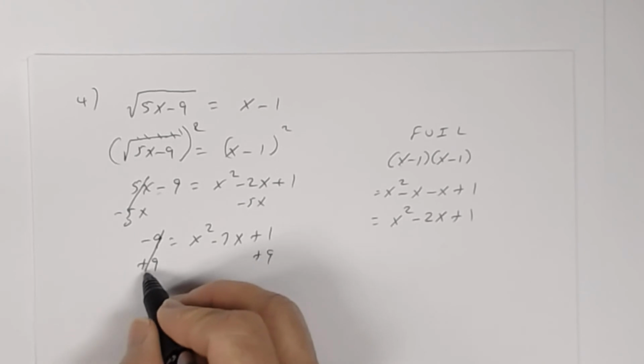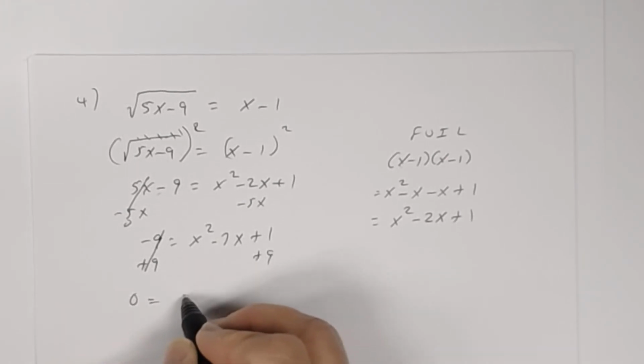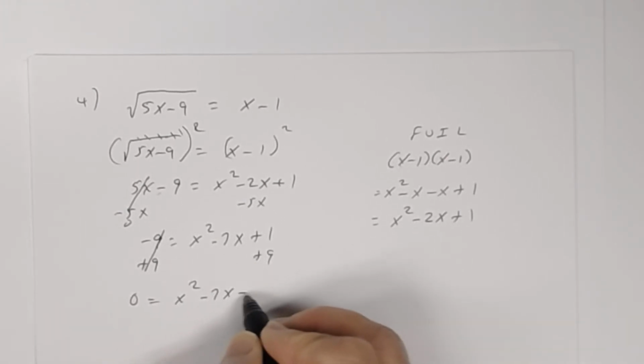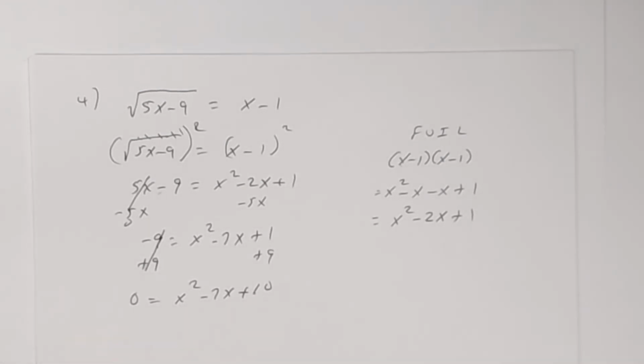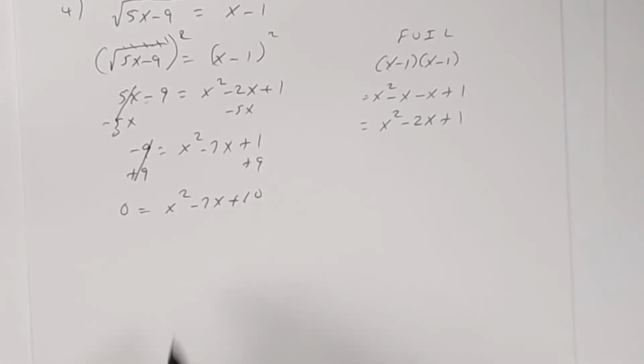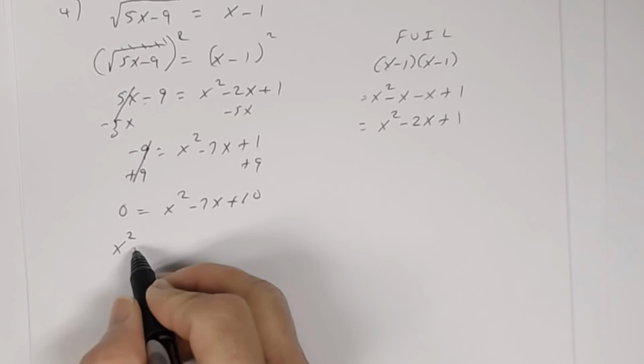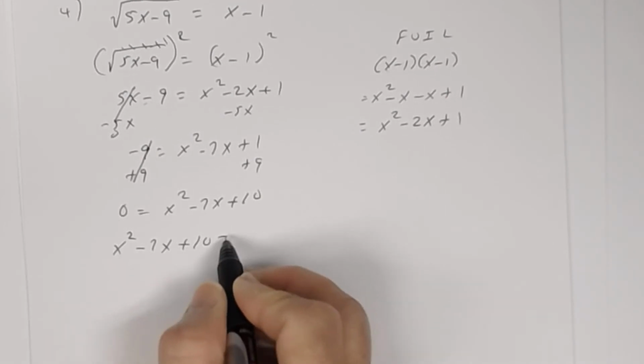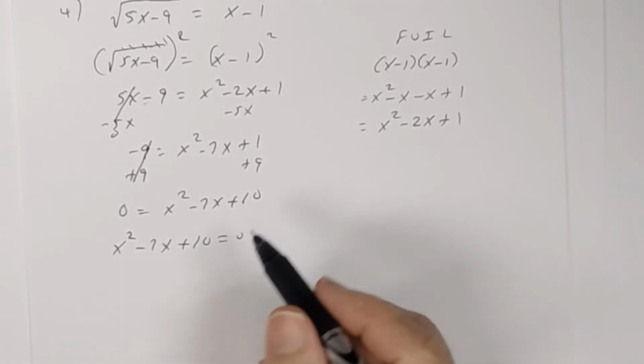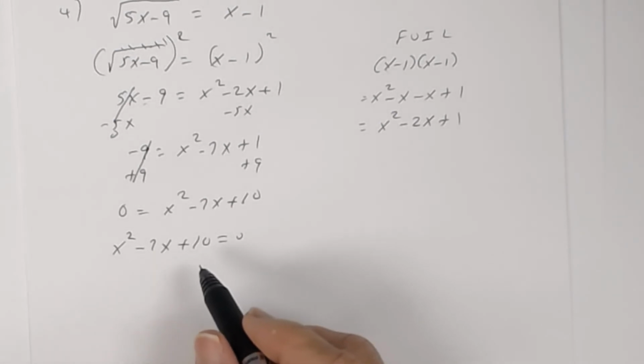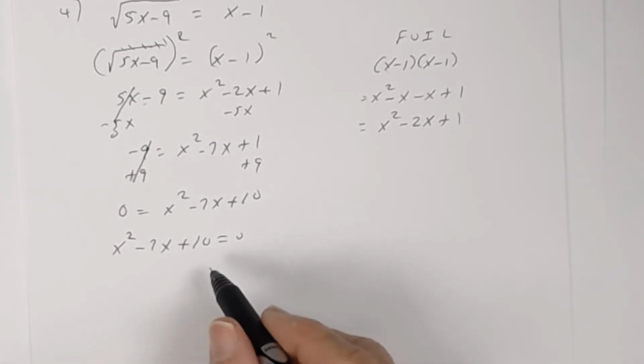And so when I do that, negative 9 plus 9 is 0, equal to x squared minus 7x plus 10. And so now I have this quadratic equation: x squared minus 7x plus 10 equals 0. That's now in standard form, and it is factorable. If you wanted to, you could use the quadratic formula.